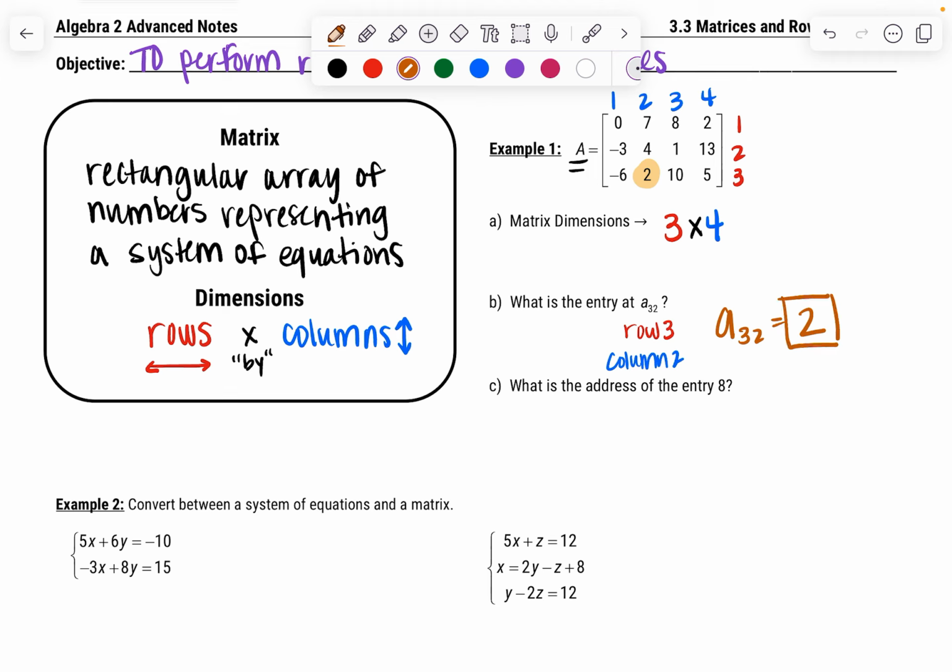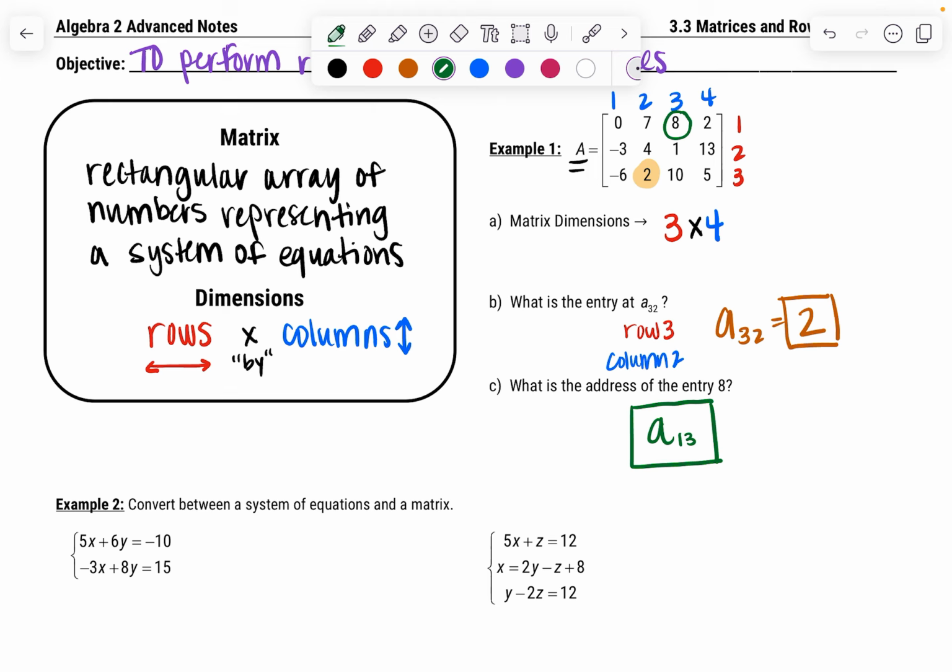Now for the reverse of that question, what is the address of the entry 8? So I go in, I figure out where 8 is, and then I just look at what row is it in and what column is it in. And so in this case, the row is going to be row 1 and the column is going to be column 3. So my address for entry 8 is going to be A with a subscript 1, 3.